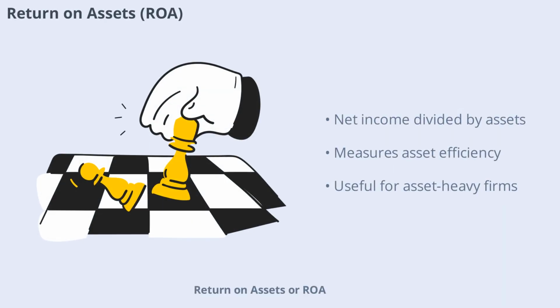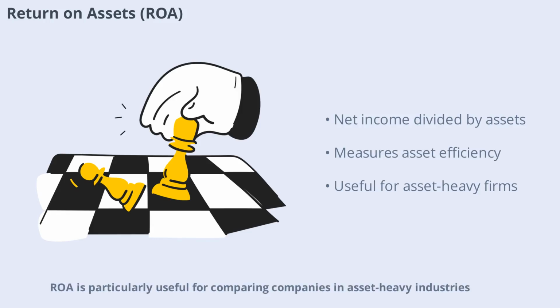Return on assets, or ROA, measures how efficiently a company uses its assets to generate profit. This ratio is calculated by dividing net income by total assets. ROA is particularly useful for comparing companies in asset-heavy industries, such as manufacturing or utilities. A higher ROA indicates that a company is using its assets effectively to produce earnings, while a lower ROA may suggest inefficiency or underutilization of resources.